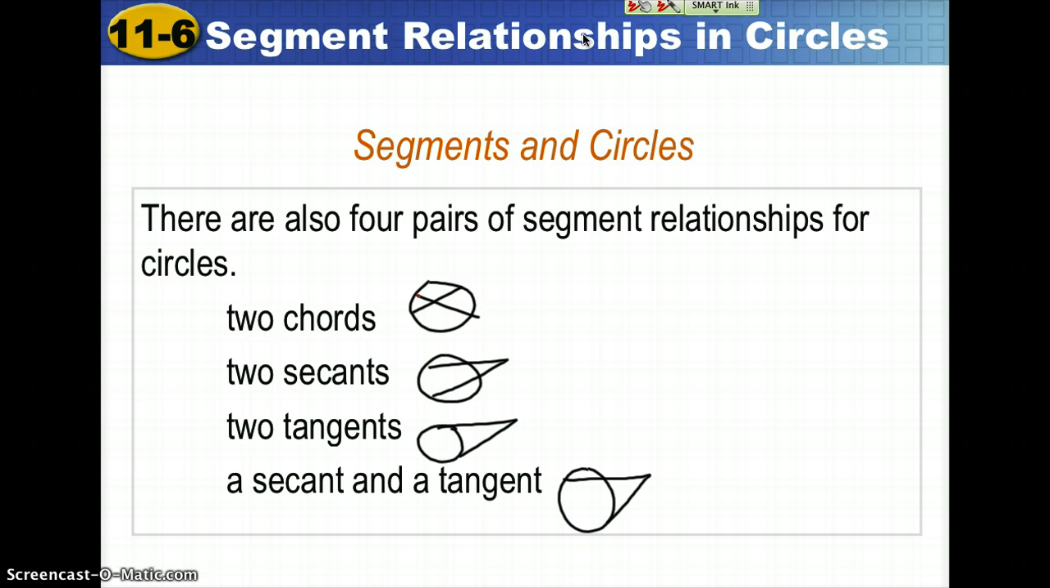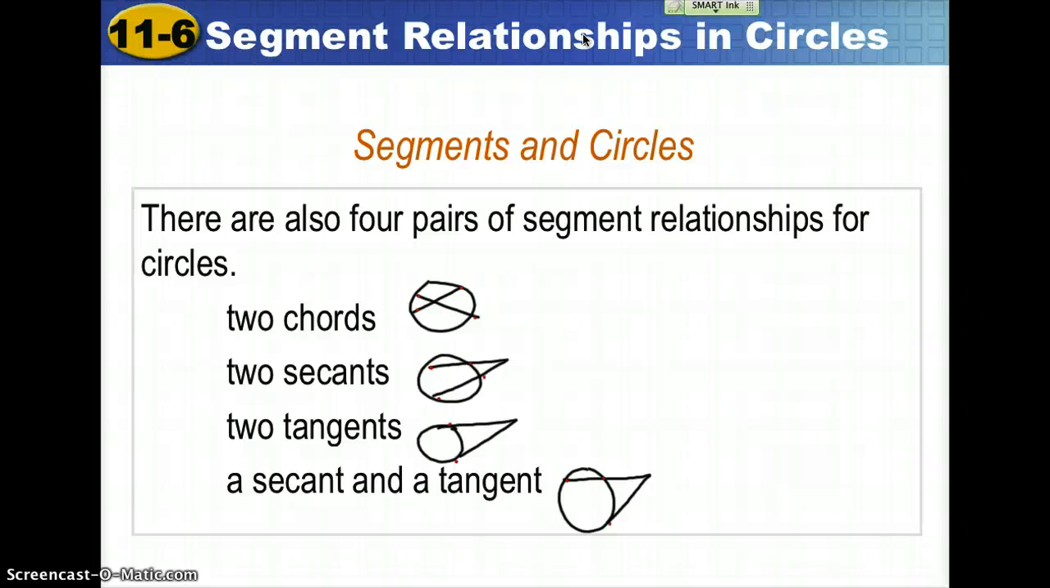Right, 2 chords, endpoints on the circle, intersecting inside the circle. Secant touches the circle in 2 places. Tangent touches the circle in 1 place. A secant in 2, tangent in 1. Based on how many times each segment intersects the circle, we will have one of the following things happening here. Okay? Depending on how many times it intersects, one of these things will happen.